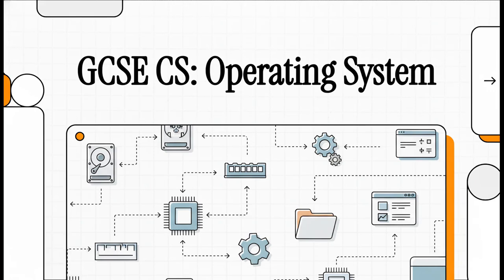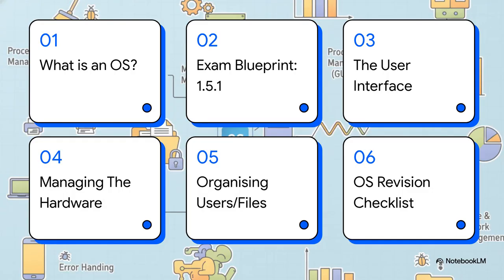Welcome to The Explainer. Today, we're diving into a topic that is absolutely critical for your GCSE computer science exam, the operating system. All right, here's our plan. We're going to break it down into 6 parts, and we're following the official exam spec to a T, so you know you're getting exactly what you need.